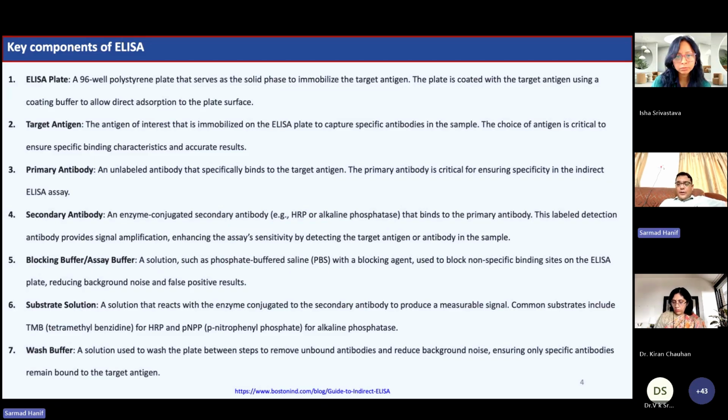Secondary antibodies are generally the anti-antibody against the primary antibody, and this is generally commercially available.